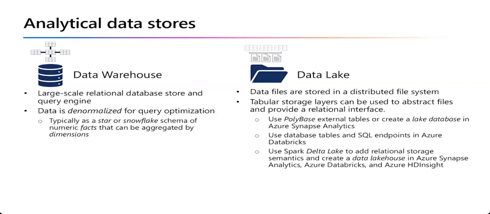You can also use a hybrid approach that combines the features of data lake and data warehouse in a lake database or a data lakehouse. The raw data is stored in files in a data lake, and a relational storage layer abstracts the underlying files and exposes them as tables, which can be queried using SQL.